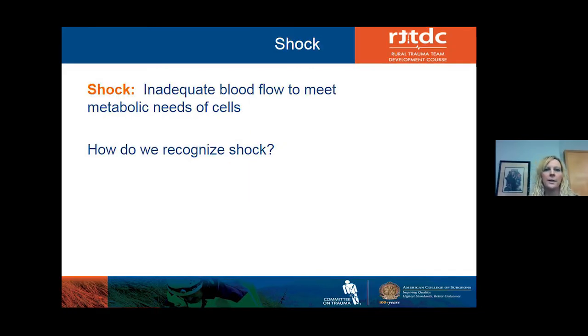So shock is defined as the inadequate blood flow to meet the metabolic needs of cells. And this could be from a lot of different causes, but this is just a generalized definition for what shock is. So how do we recognize this? Now, is it okay if I ask questions then? So can someone tell me just some ways to recognize that a patient is in shock?